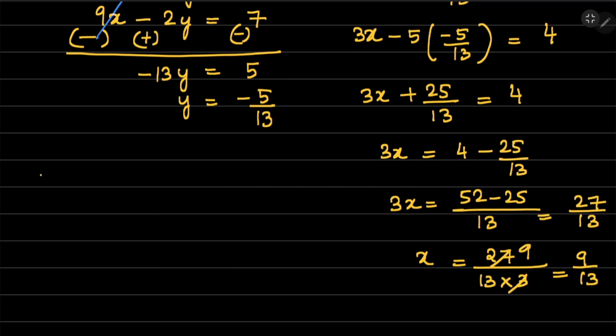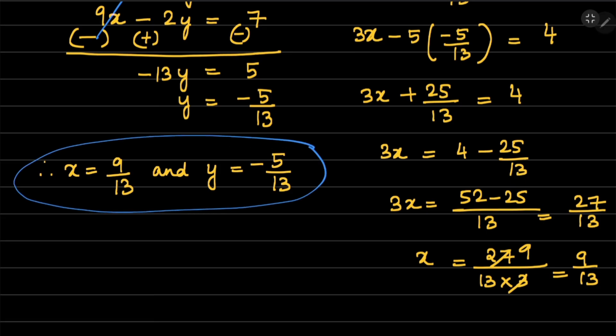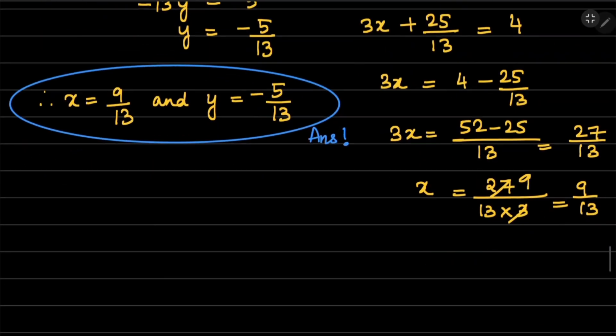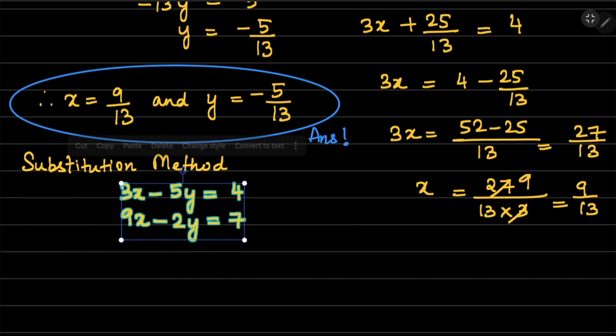So what are you getting? The final answer, therefore, x is equal to 9 by 13 and your y is equal to minus 5 by 13 is what you're getting using the elimination method. This is your final answer. Okay. Now let us use the other method, which is the substitution method. Let me take the question as it is.